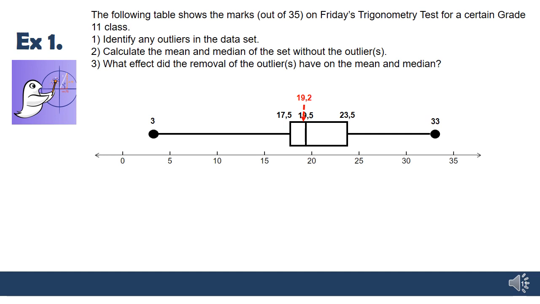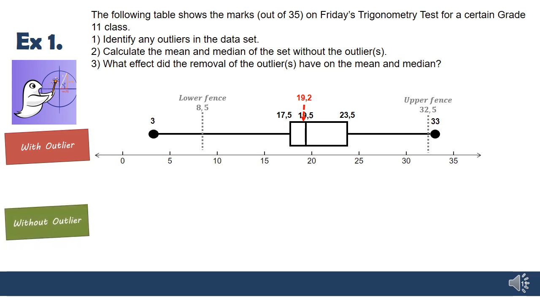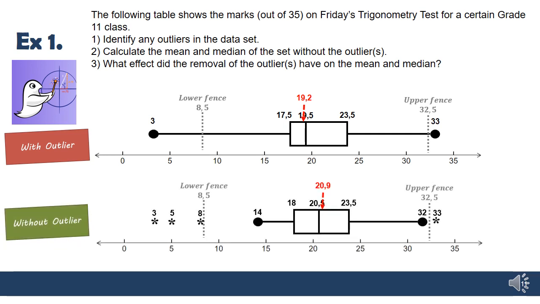Just to be complete, we have finished this question, but I wanted to compare, this is our old box and whisker with the outlier. And then we figured out the fences, so we excluded some of those outliers. So here's our new box and whisker. Okay, so notice what's happened.